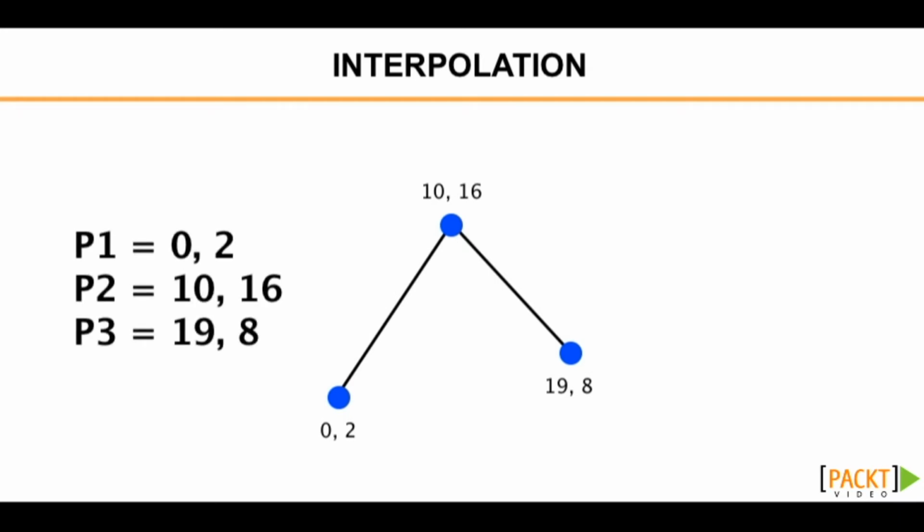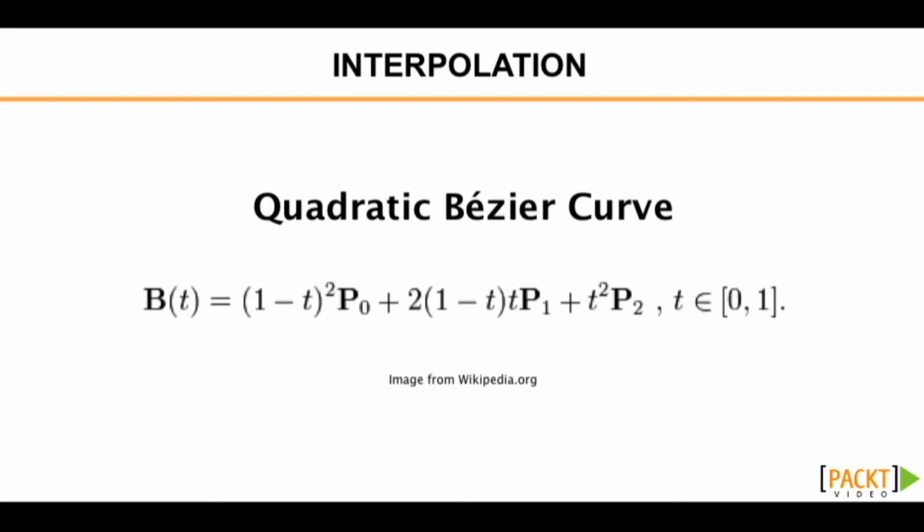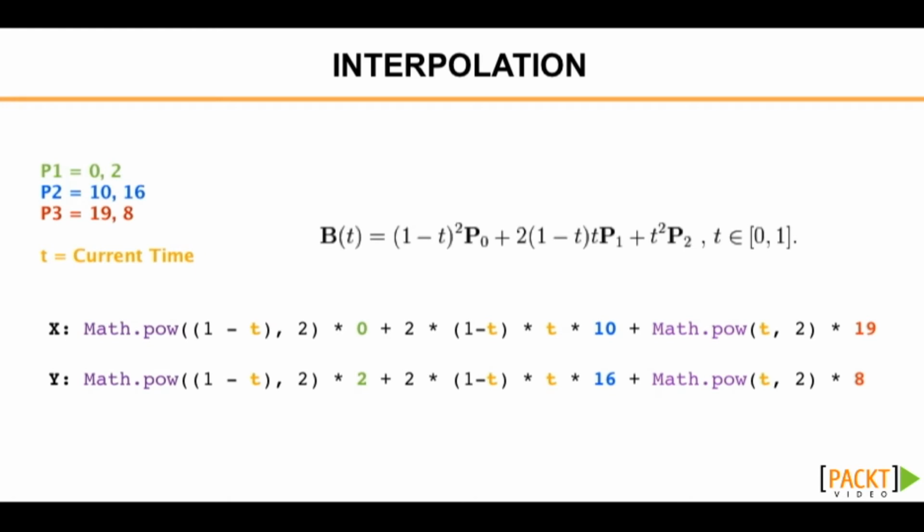Now that we have this information, point 1, point 2, and point 3, the value on the x-axis and on the y-axis, we're going to be applying this formula. This formula is called the quadratic Bezier curve. This is an image taken from Wikipedia where you can see the entire formula. So how do we translate this into JavaScript? This is how you do it.